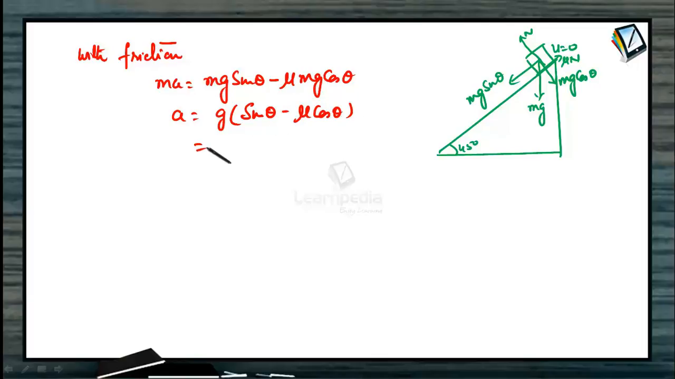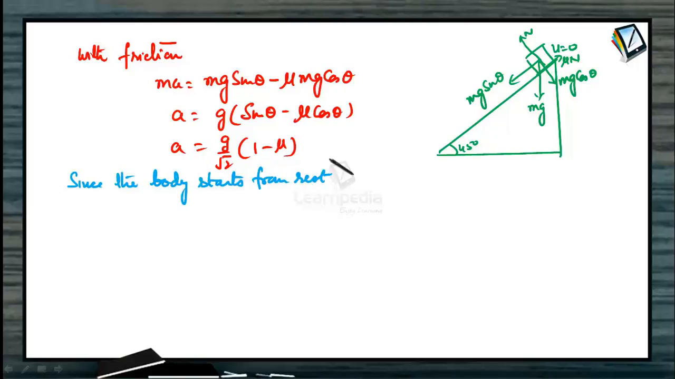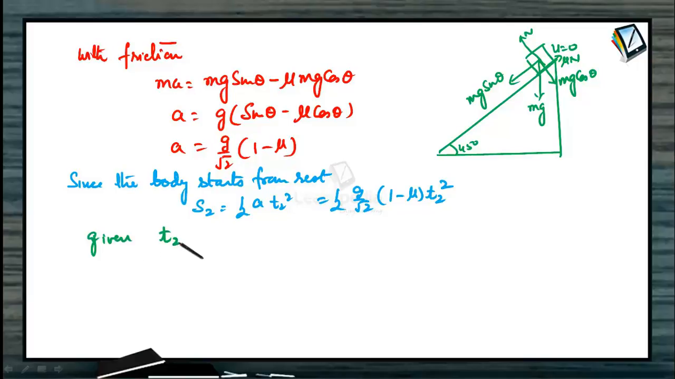We know theta is 45. So g by root 2 into (1 minus mu) is the acceleration in this case. Since the body starts from rest, s is equal to half a t square. So in this case, s2 is equal to half of a into t2 square, so half of g by root 2 into (1 minus mu) into t2 square. Let us call this time t2. What is given to us? Given t2 is equal to n times t1.